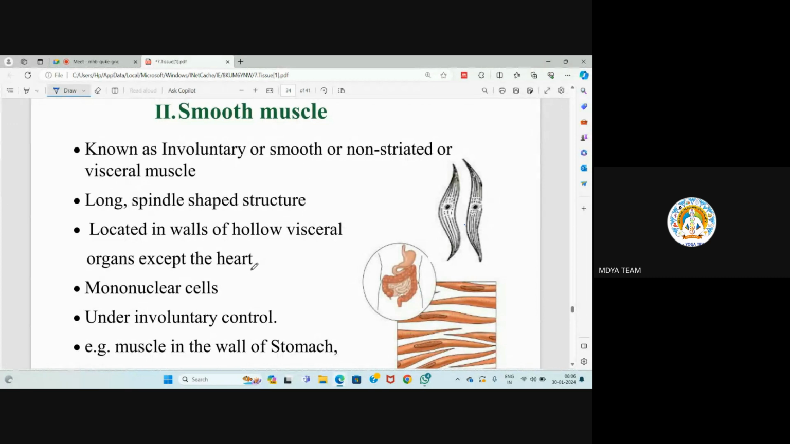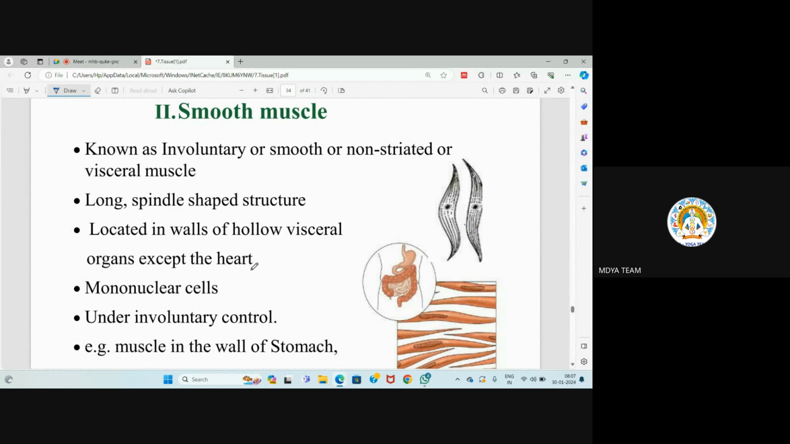That is why, for continuous pumping, for continuous work, from birth till death, it requires a specialized kind of muscle fiber that is known as cardiac muscle, and it requires a larger amount of energy for doing so. That is why cardiac muscles have more number of mitochondria. If you remember, mitochondria is known as powerhouse or energy house of cell. So that is why mitochondria in cardiac cells are more in comparison to other muscles.